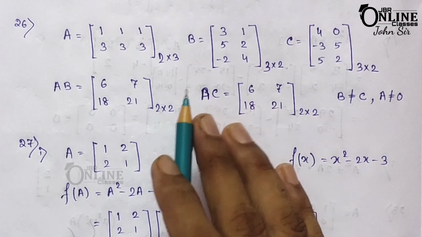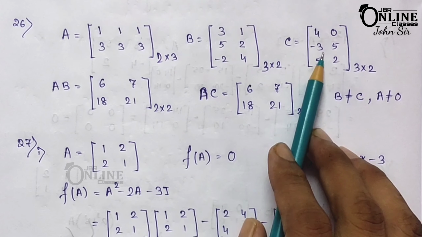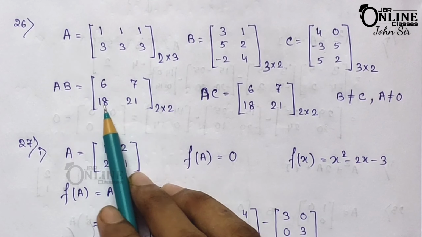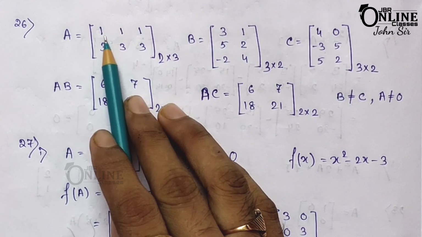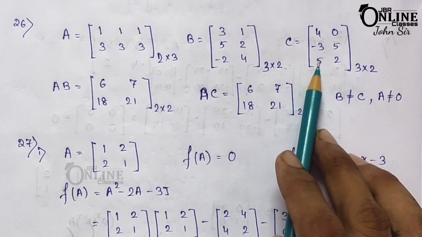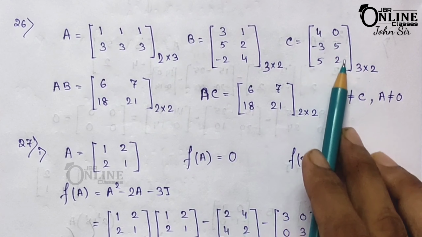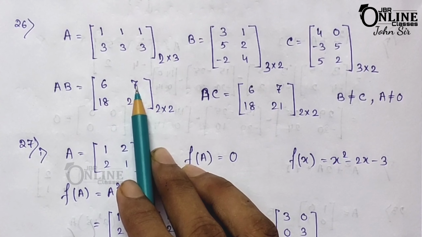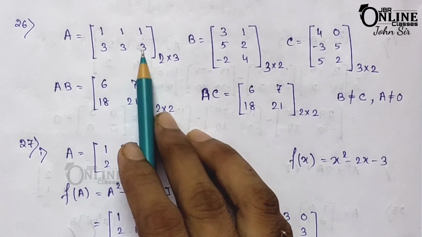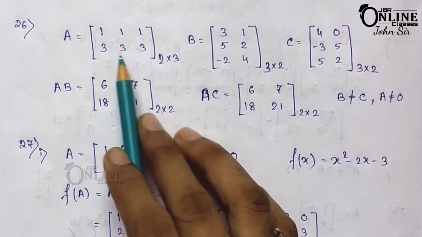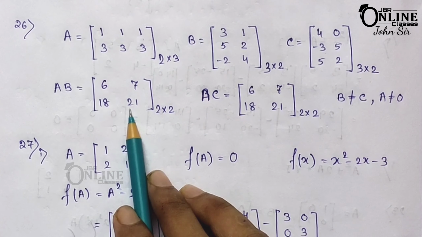I hope you can easily find out the AC matrix. That will be 6, 7, 18, 21. That means first you have to multiply this row with this column, then again this row with this column. Then you will get 6 and 7 respectively. After that, this row with this column gives 18 and this row with this one gives 21.